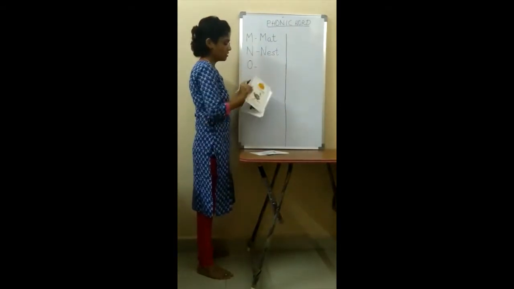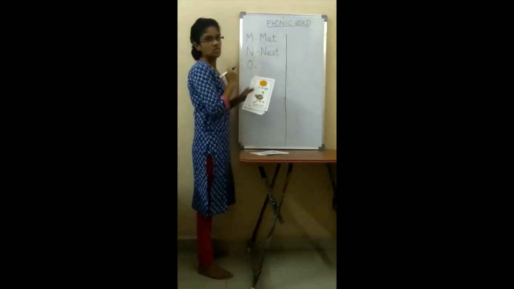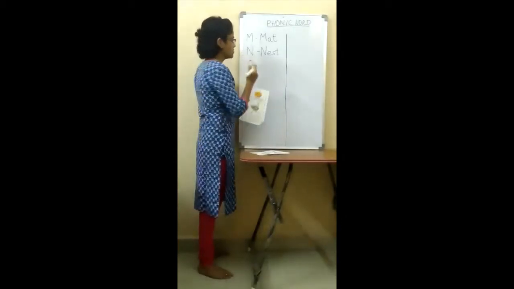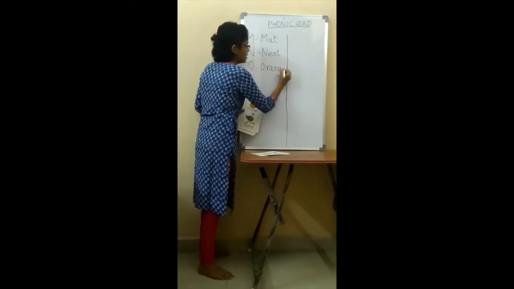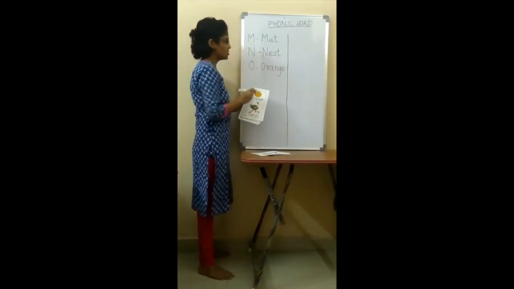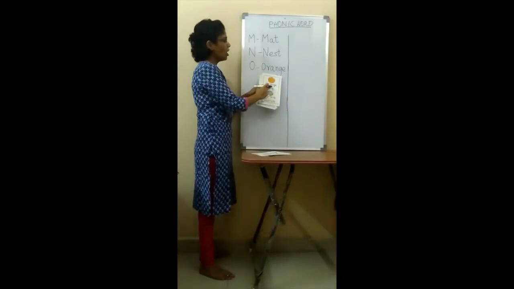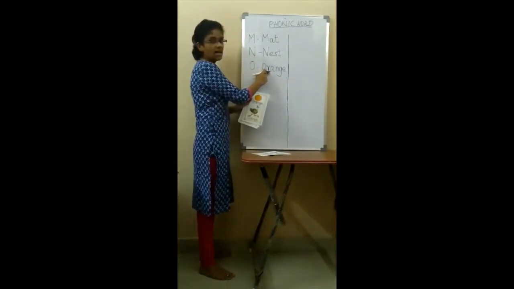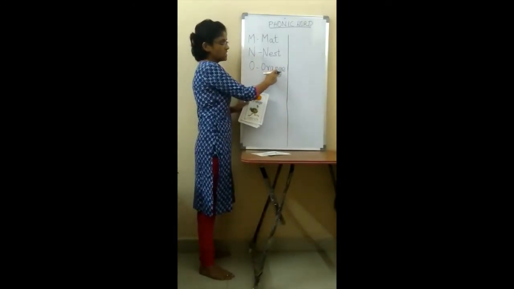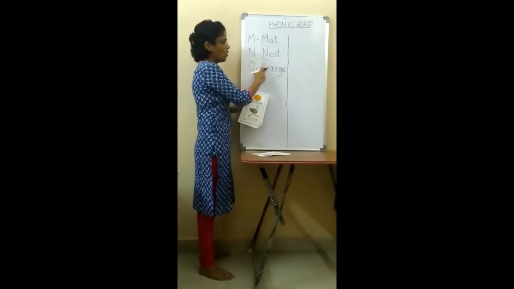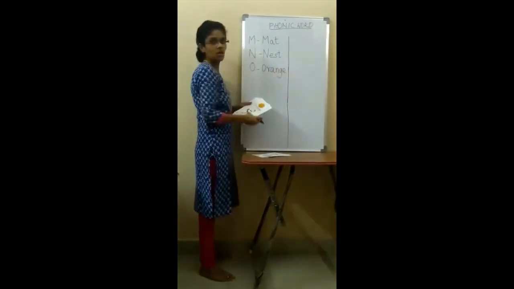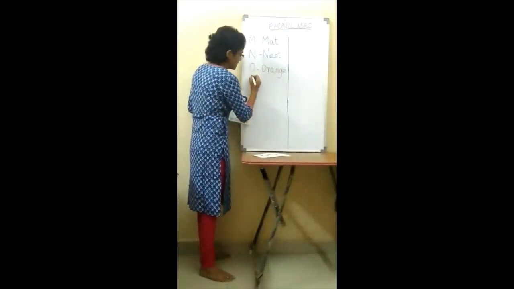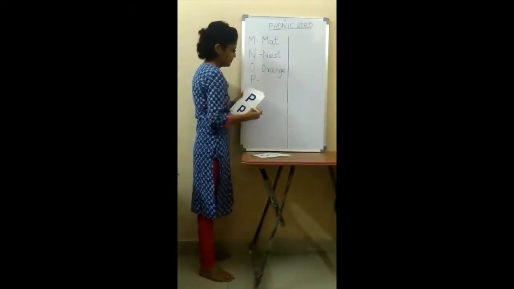O for orange. O R A N G E, orange. The next letter is P.